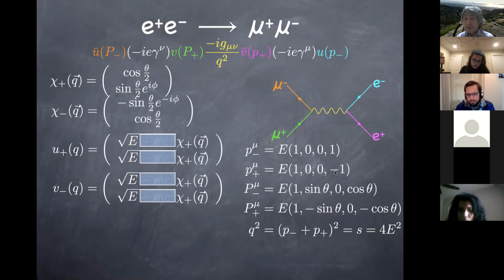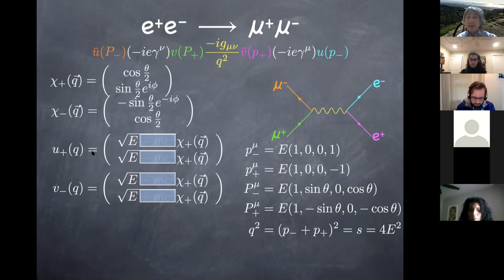So spatial components cancel, but the time component remains. That's the total energy 2E now. So the Q squared for the full momentum of the photon is 4E squared, which is nothing but the center-of-mass energy squared, which is the variable S I introduced earlier. So again, you know everything in this expression. You just plug them in and compute it.